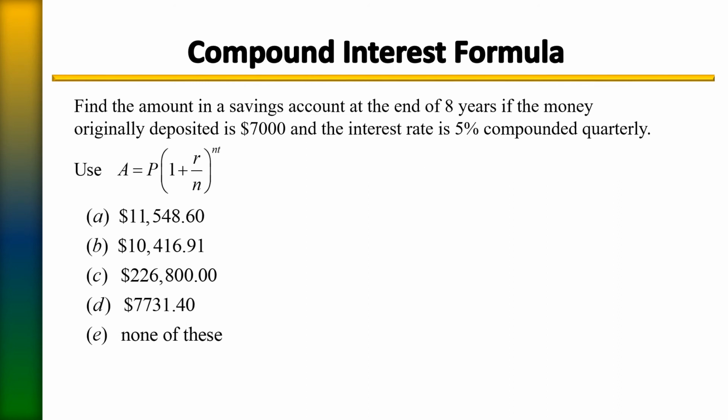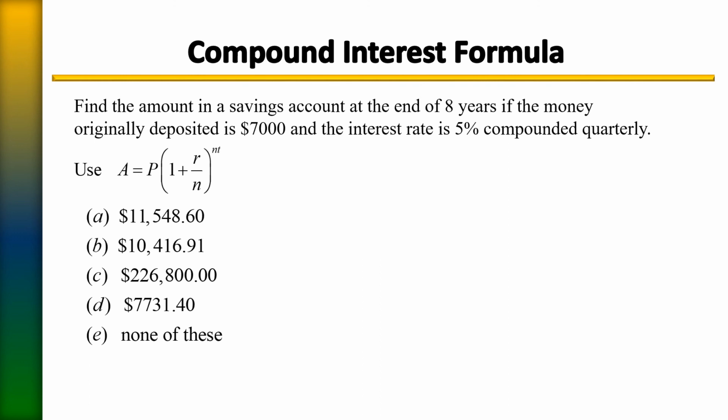So here we're given the principal. This time we're given P. We're not given A. We're given P. This is what was put in. Our rate is 5%, which we're going to turn into a decimal. And N is 4, compounded quarterly. And T here, our time, is 8 for 8 years. So we're going to plug in what we know into our calculator so that we can find out what that amount is going to be, or what it's going to grow to in this savings account after 8 years.